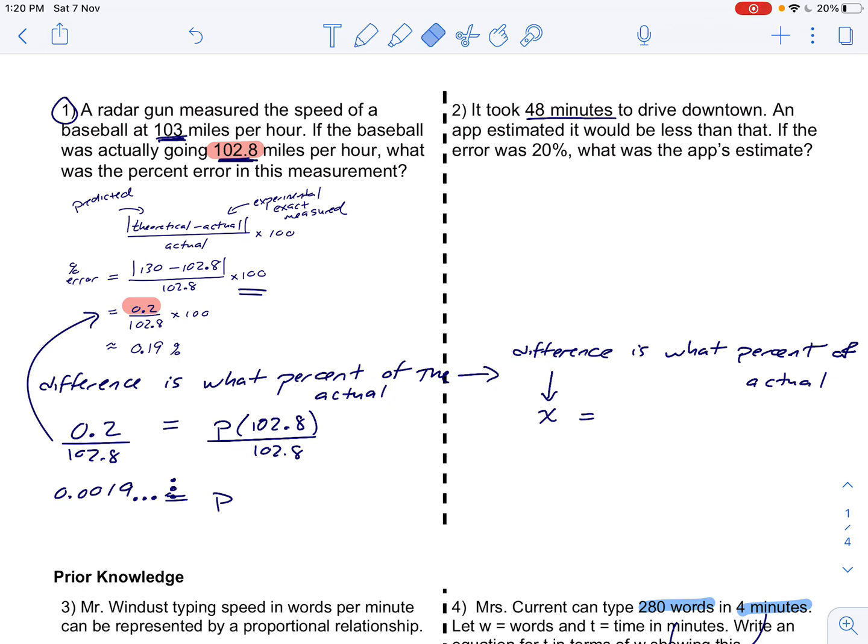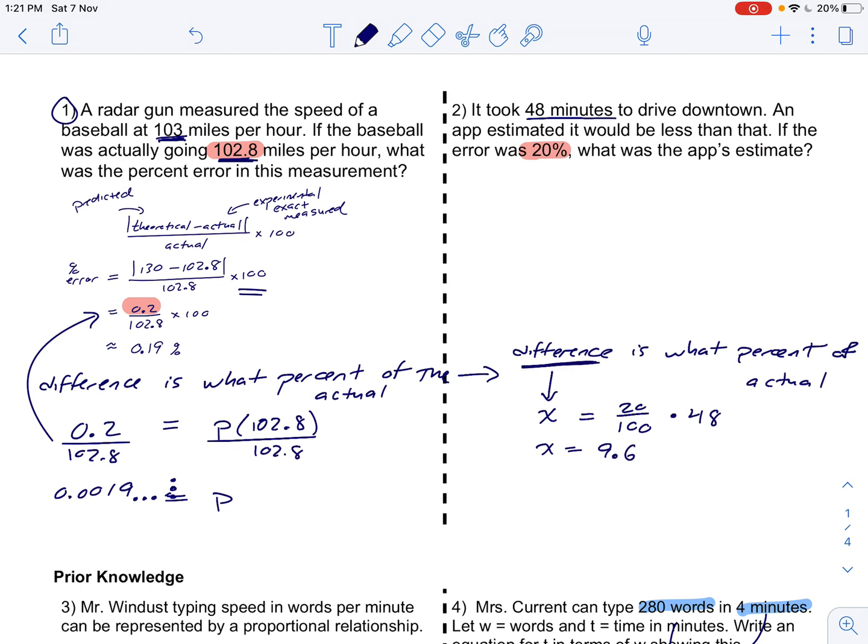In this problem, you're told what the percent error is. The percent error is 20%. So that would be 20 out of 100 of the actual value, and we know the actual value is 48. So really what I'm doing is taking 20% of, or times, 48. 0.2 times 48, you stick that into your calculator, it's 9.6.